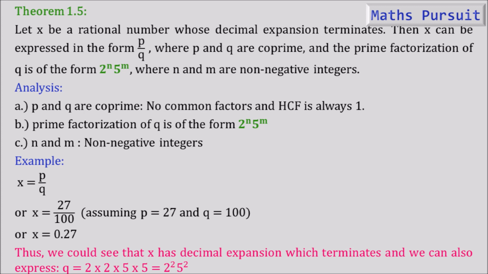And we can also express q in the form 2 into 2 into 5 into 5, which is nothing but 2 to the power 2 into 5 to the power 2. That means we have factorized 100 starting from the lowest factor and then with 5. So we could see that after factorizing 100, it is of the form 2 to the power 2 and 5 to the power 2. Hence the theorem is well proved that if q is of the form 2 to the power n and 5 to the power m, we would definitely see that the decimal expansion would terminate.